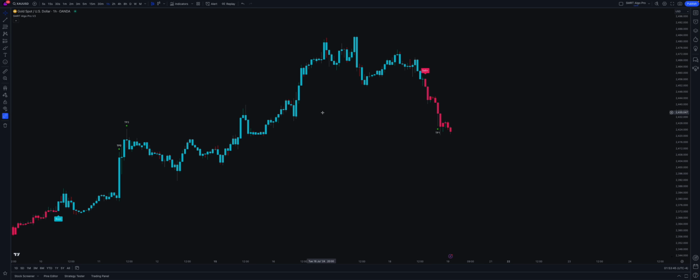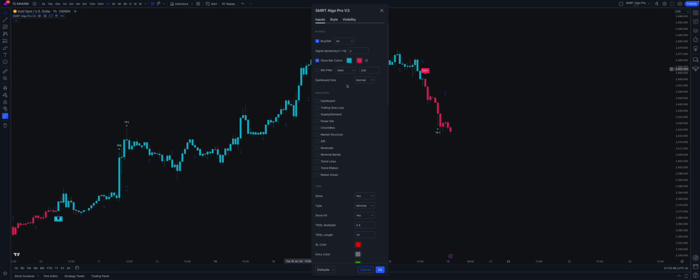This is much less intrusive than the traditional take profit feature, but if you want to have both on your chart at the same time, you can choose hybrid mode.